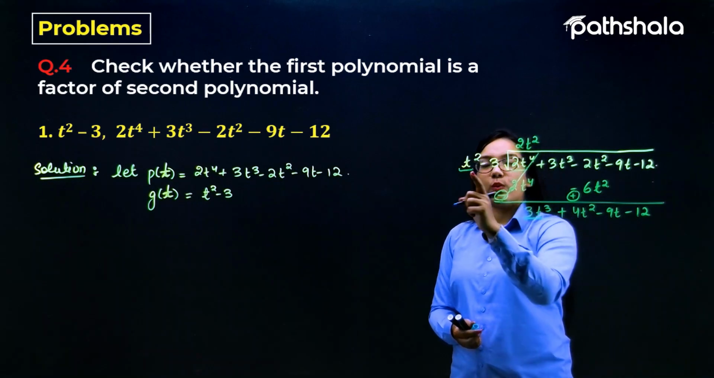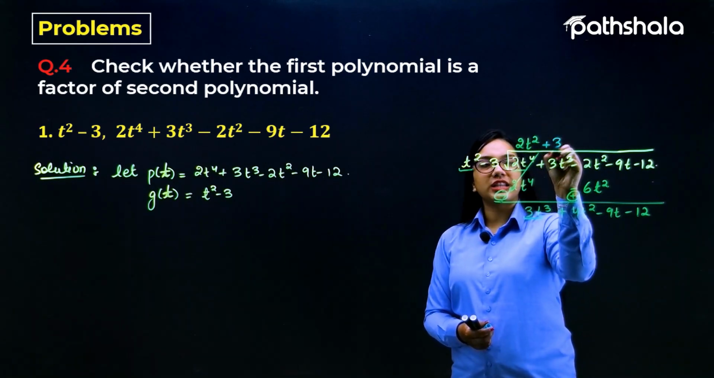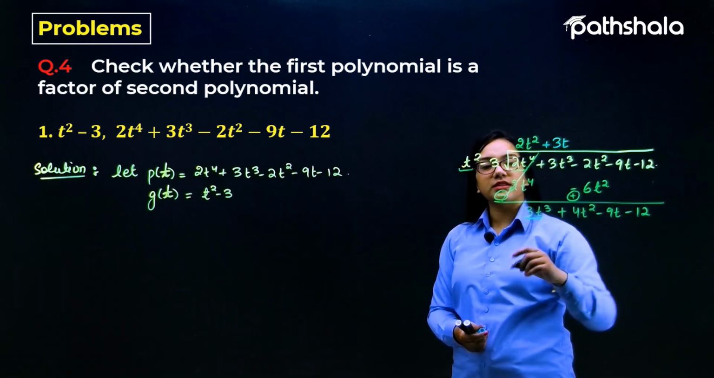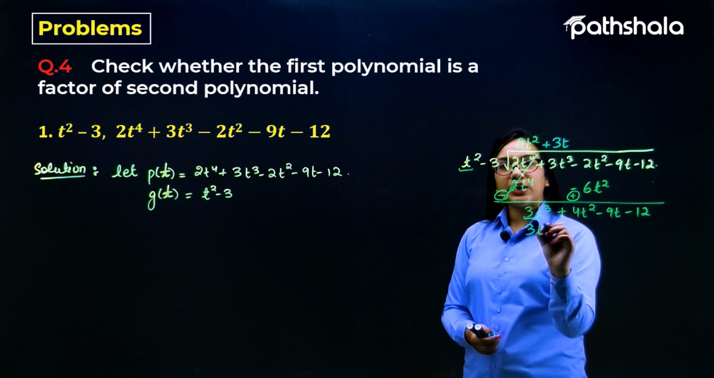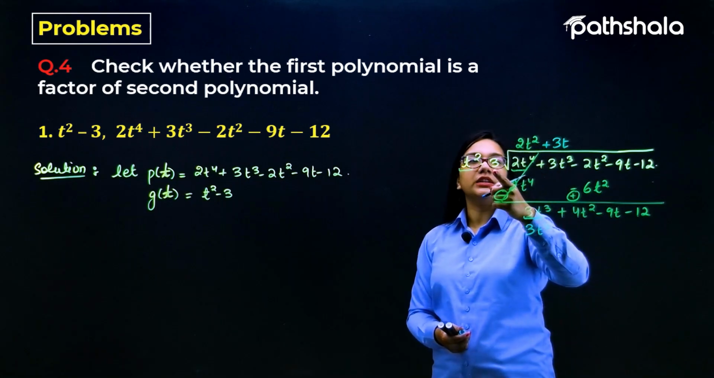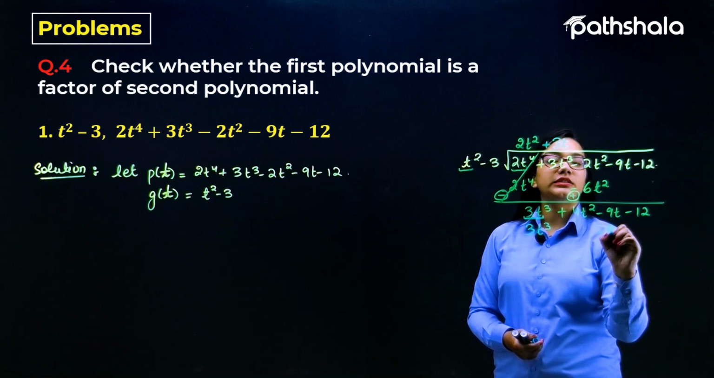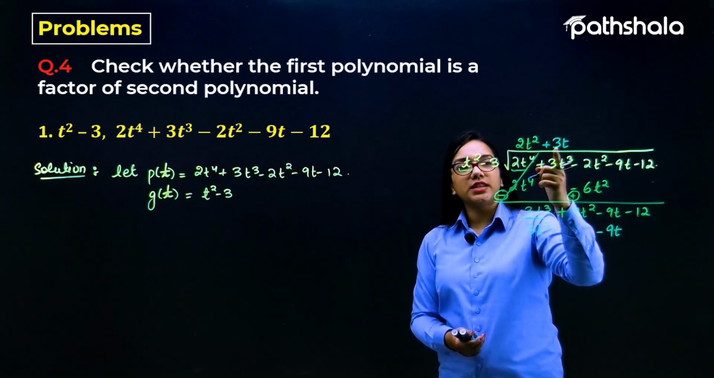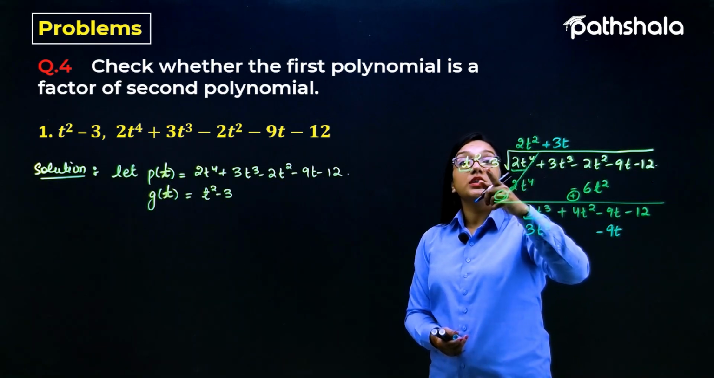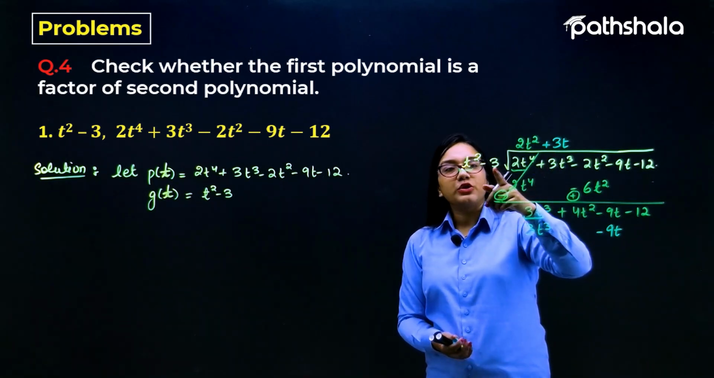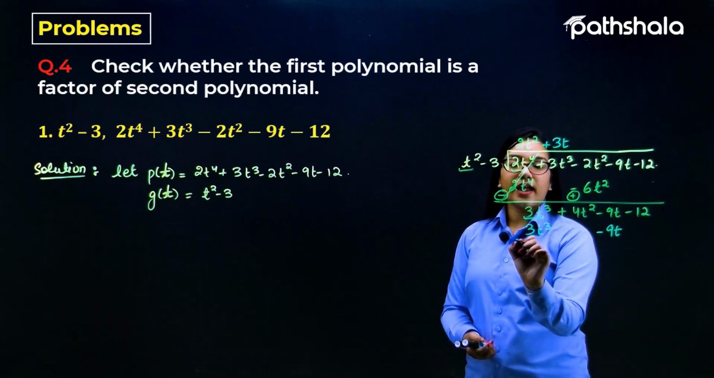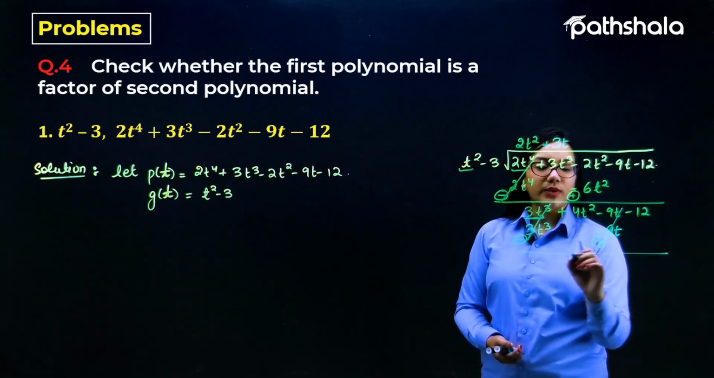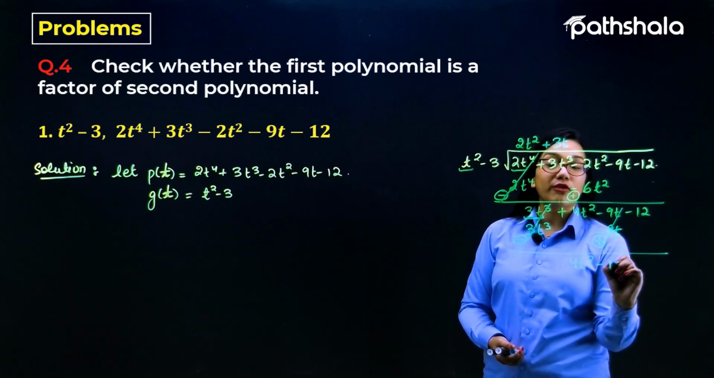Divide 3t cube by t square, and we will get plus 3t. So plus 3t gets multiplied with all the terms of the divisor, giving 3t cube minus 9t. Changing the signs to negative and positive, both of these terms get cancelled. At the end, what are we getting? We are getting 4t square minus 12.